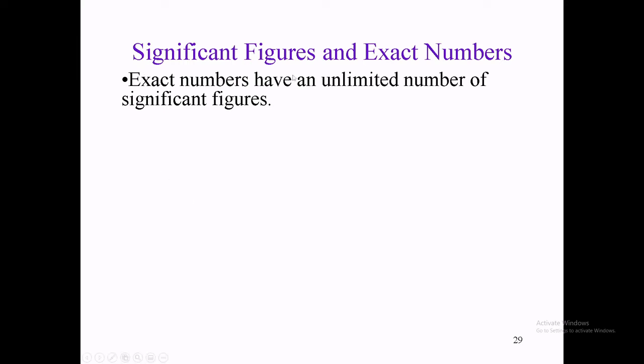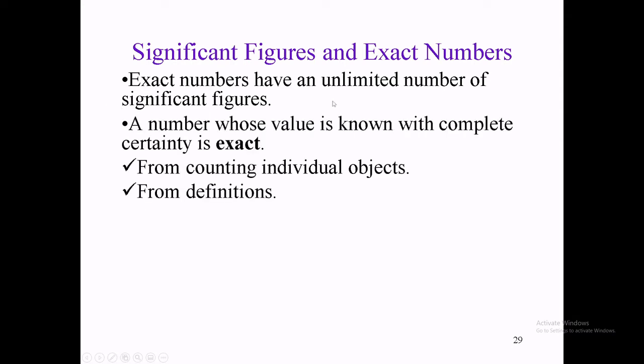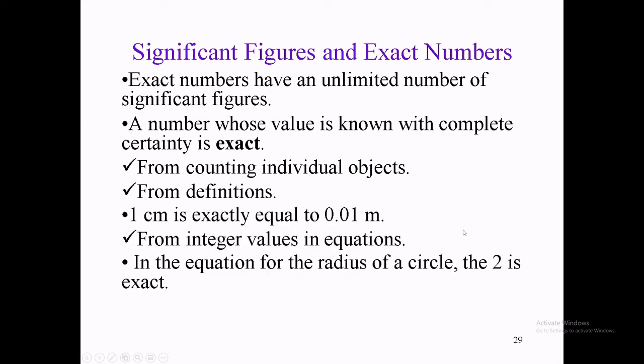So exact numbers have an unlimited number of significant figures. Remember, we were talking about exact numbers versus measurements before. When you have exact numbers, they are unlimited in the number of significant figures that they have. A number whose quantity is known with complete certainty is exact, from counting individual objects and from definitions. So we talked about how we're going to get those. 1 centimeter is exactly equal to 0.01 meters. This is an example of a definition.